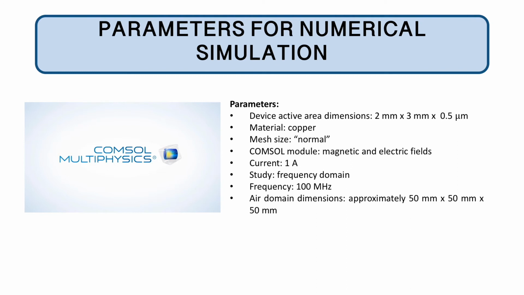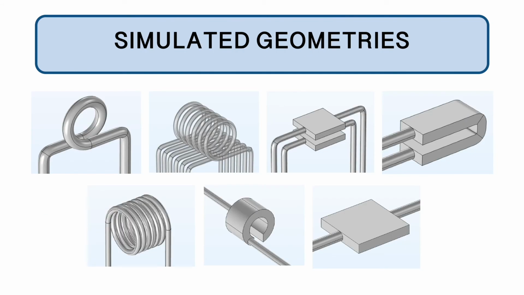I applied 1 amp of current and a frequency of 100 megahertz to each of the geometries, and then I measured the magnetic field that each of them generated, as well as the impedance across the entire domain of the structure. This allowed for more accurate calculations of magnetic field and impedance, as we don't have to make certain assumptions or simplifications that we would have to make if we were calculating these by hand. So here are the 7 significant coil-like and non-coil-like geometries that I simulated on COMSOL Multiphysics.